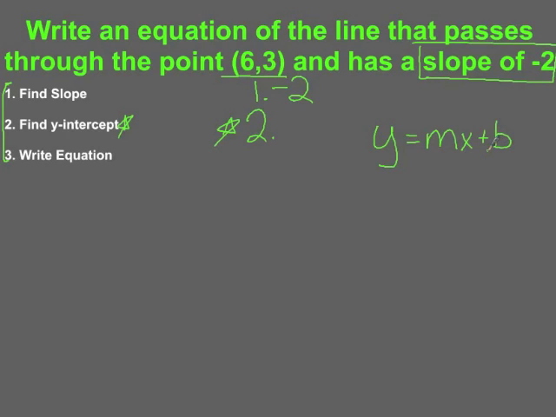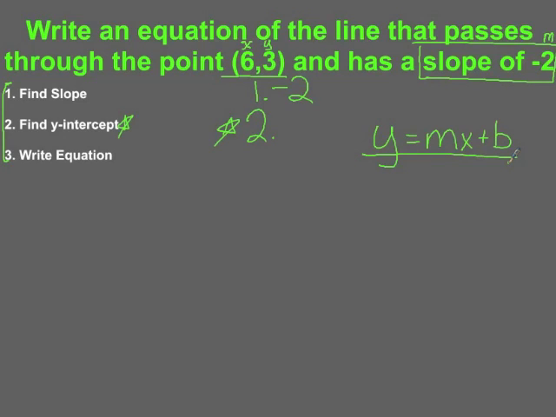And we're going to plug in all the information we know. My first number is my x in my ordered pair. My second number is my y. My slope is the m. So I just need to plug all that information into this equation and see what I can get for b.